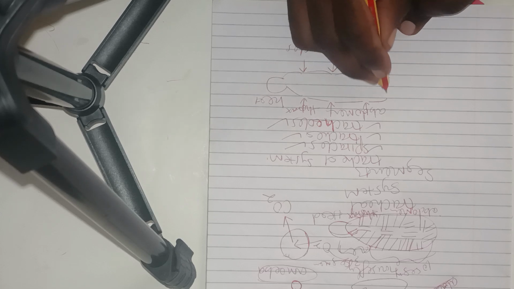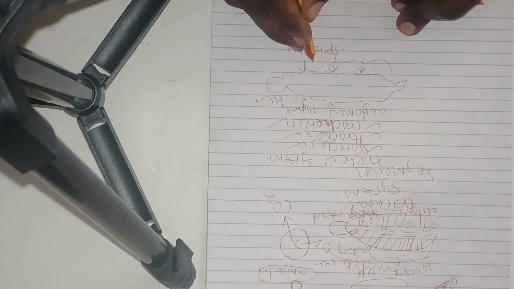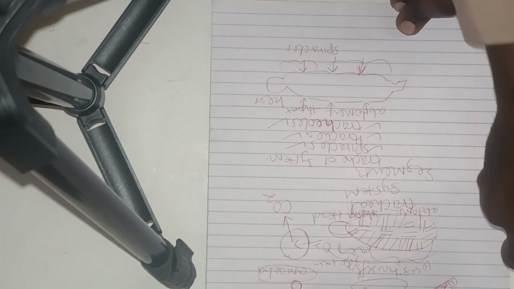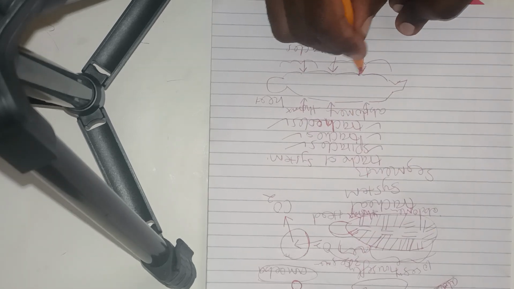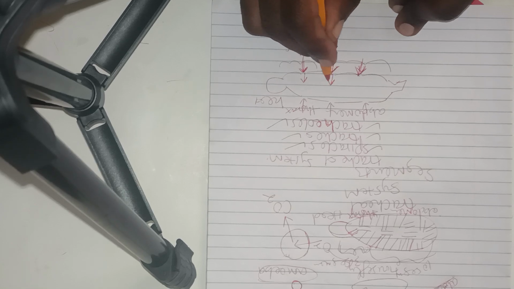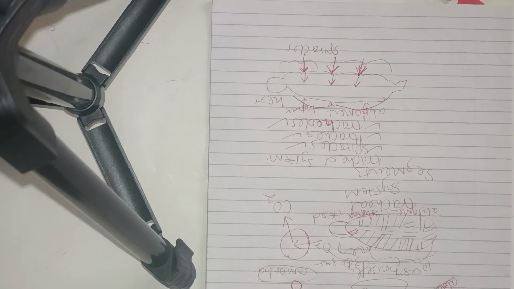The openings, listen to this. The openings on the abdomen and thorax of this insect are the ones referred to as the spiracles. They allow air into the body of the insect.